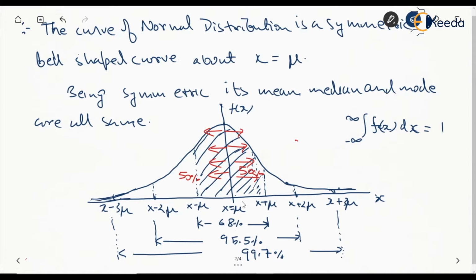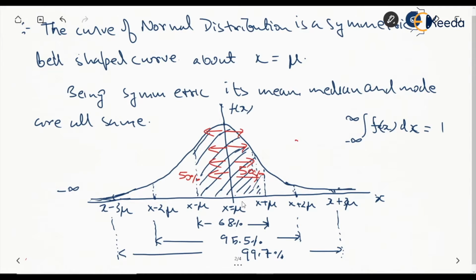Now if we have this as 40, we are starting from minus infinity and calculating all this area up to x equal to mu, and we need to find up to plus 2 mu, then we can add 48% of the right half plus the 50% of the left half.